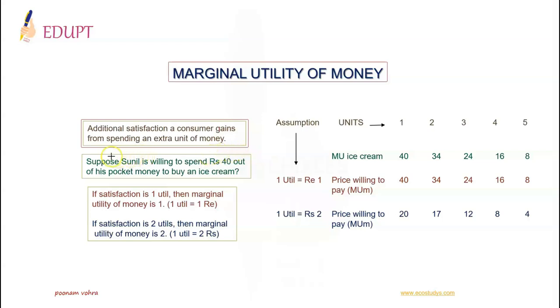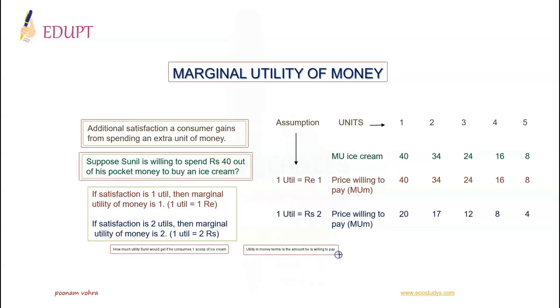Let's have a look at this numerical example. Now suppose Sunil is willing to spend rupees 40 out of his pocket money to buy an ice cream. It is the same as saying how much utility Sunil would get if he consumes one scoop of ice cream, because utility in money terms is the amount he is willing to pay.